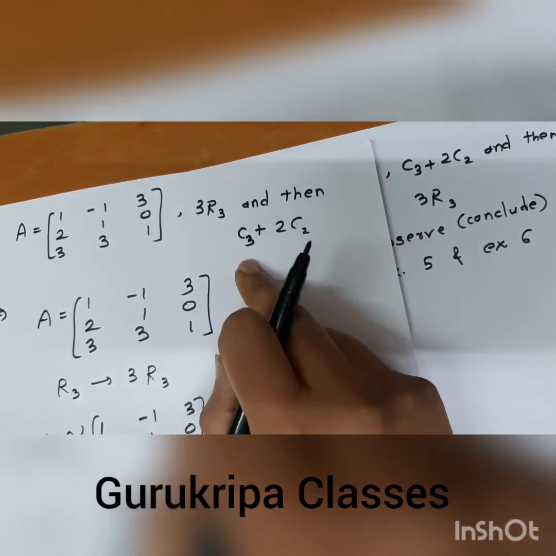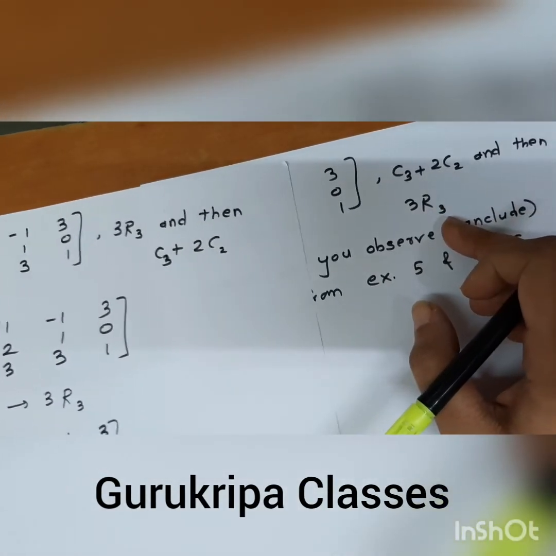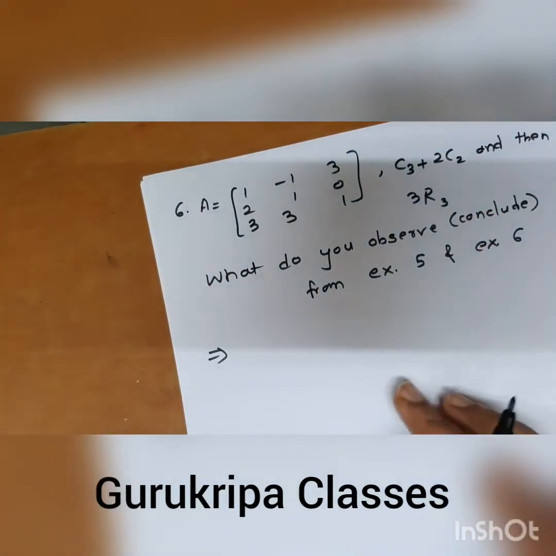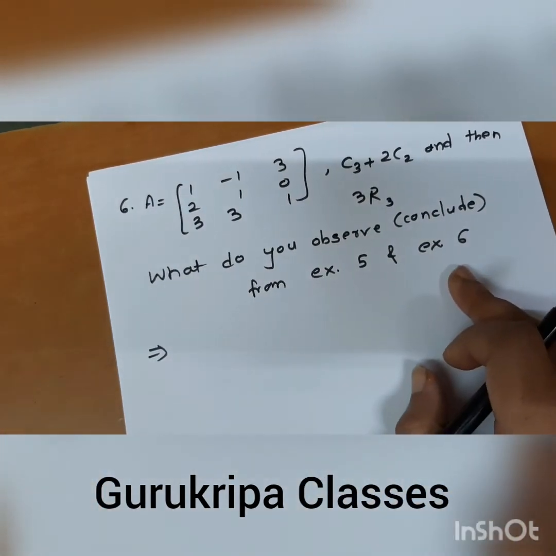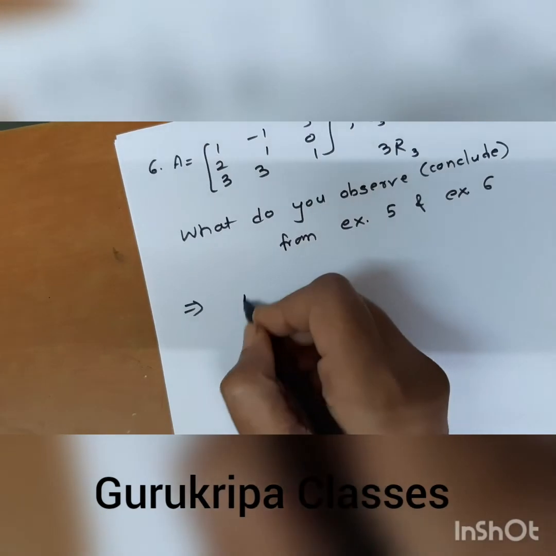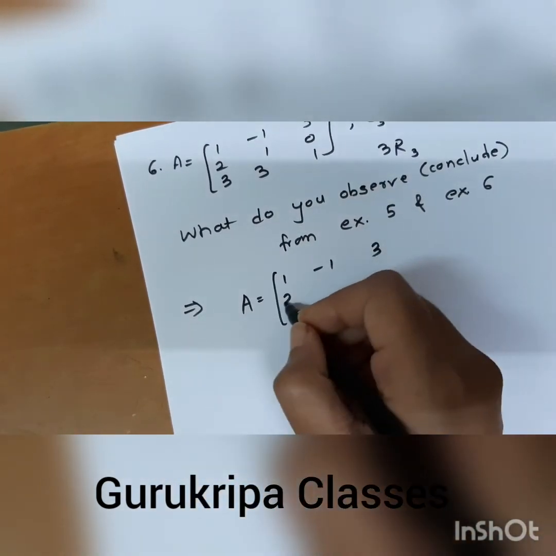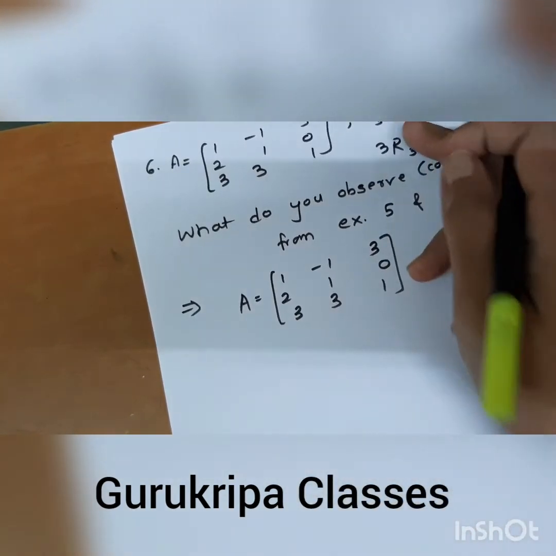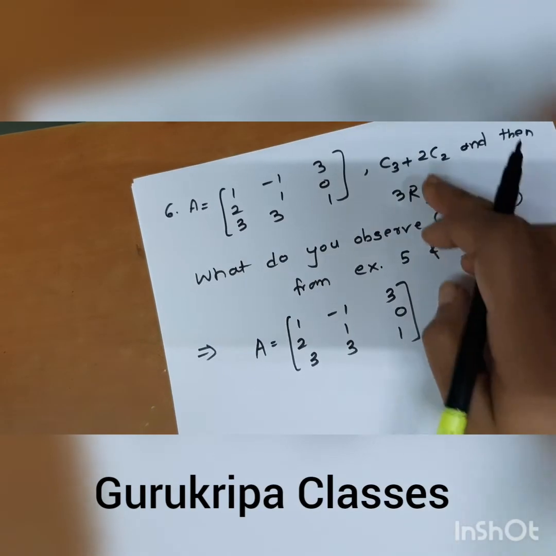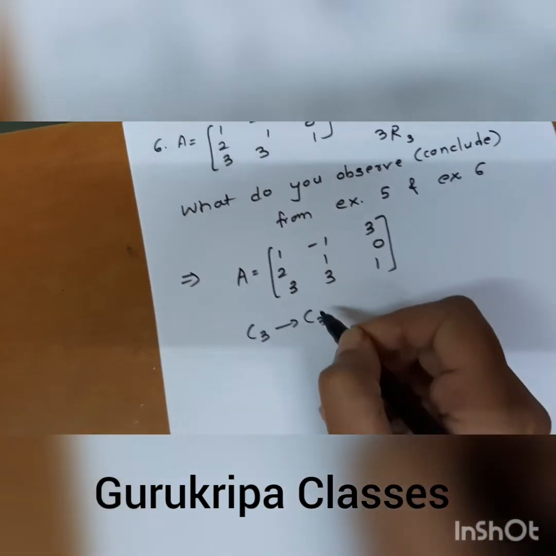First 3R3 and then C3 plus 2 C2. Here C3 plus 2 C2 and then 3R3. The question is: what do you observe or what do you conclude from example number 5 and example number 6? So the matrix A I am writing as it is: 1 minus 1 3, 2 1 0, 3 3 1. C3 plus 2 C2 means C3 changed to C3 plus 2 C2.